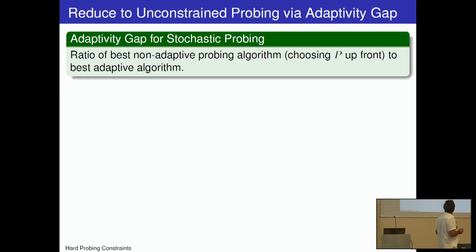So for these kinds of stochastic probing problems, you can often define a notion called adaptivity gap, which is the ratio of the best non-adaptive probing algorithm to the best adaptive algorithm. And the non-adaptive probing algorithm just picks the set of random variables to explore up front without seeing any data. Okay? So there's an offline choice of the stuff to probe.